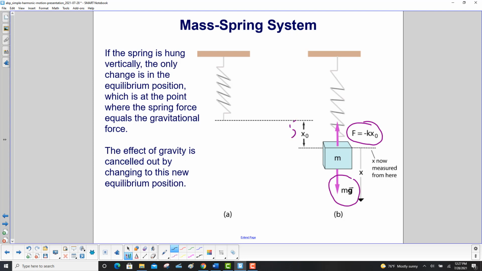So this displacement from the original position here, when there was no mass on it, is x0. So you have minus kx0 is equal to mg. And going forward, if I let it rest there and then pull the mass down, I measure all distances from this new position. So the effect of gravity is canceled out by changing to this new equilibrium position. Of course, gravity is still there. It's just being balanced by the spring force.